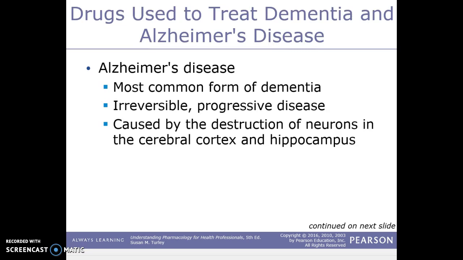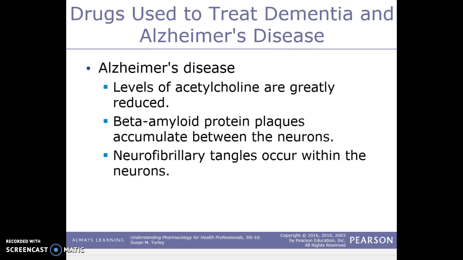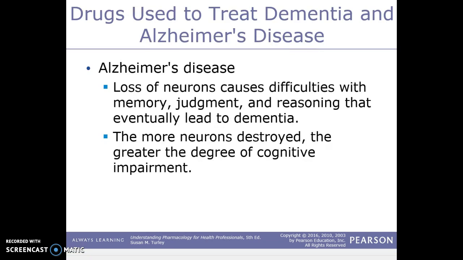And we don't know a ton about Alzheimer's. We know it's caused by some sort of destruction of neurons in the cerebral cortex and the hippocampus, but we don't know a whole lot. The levels of acetylcholine are reduced. We just have all kinds of stuff going on that we just don't understand. So the loss of the neurons affects really memory, judgment, things like that.